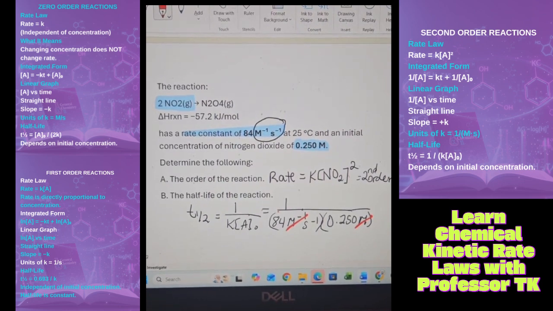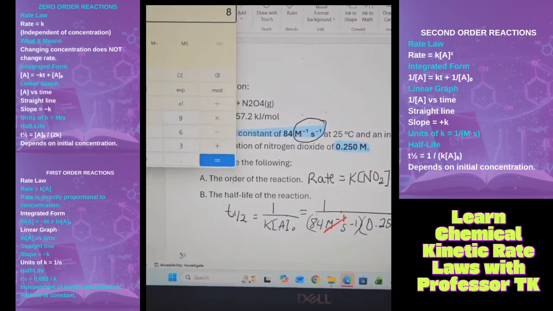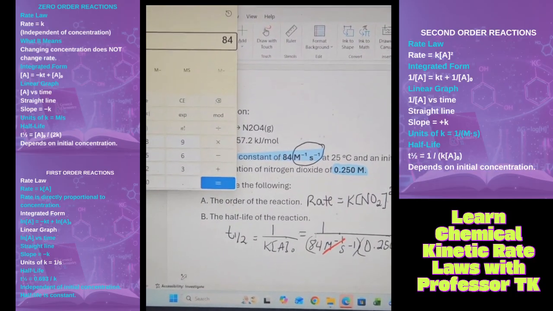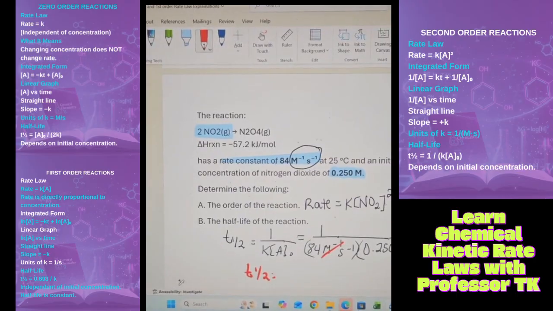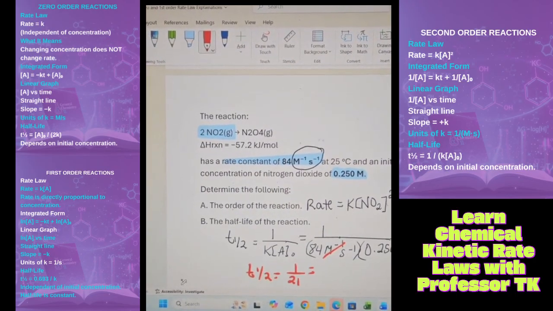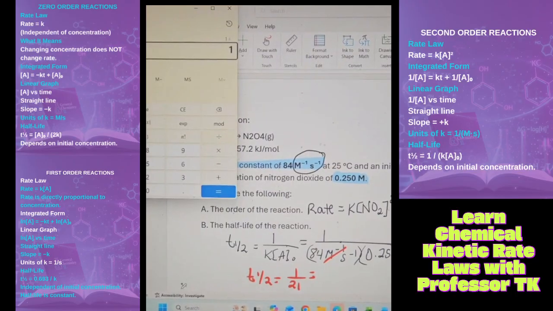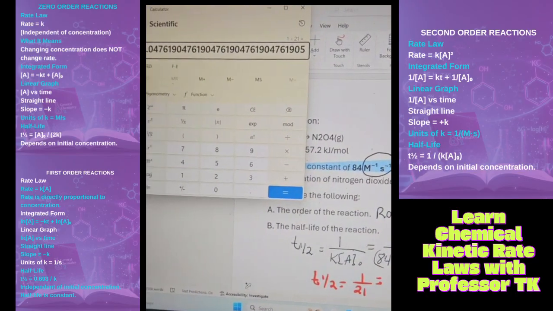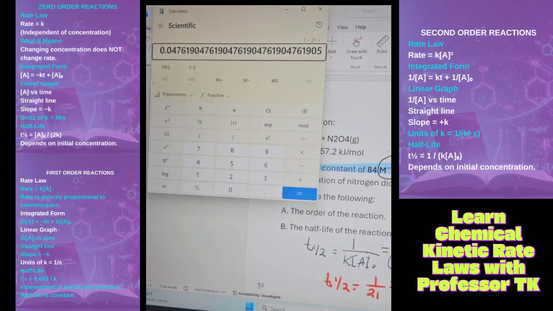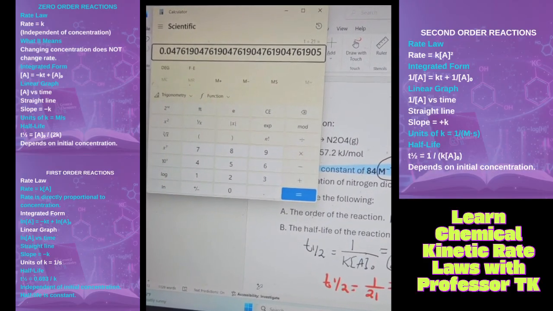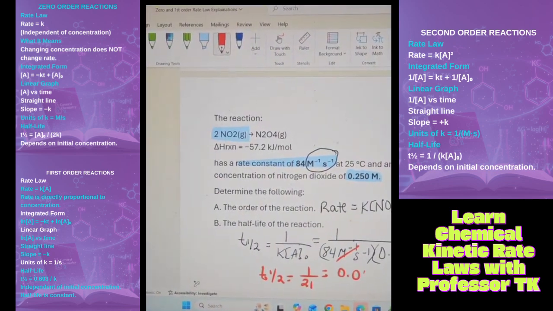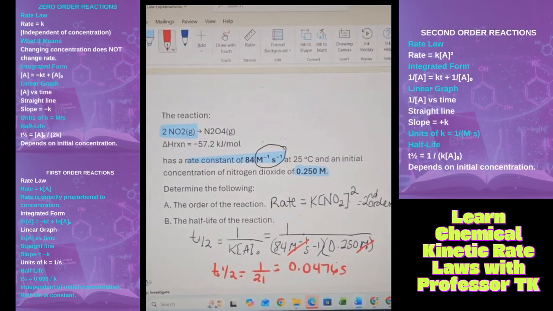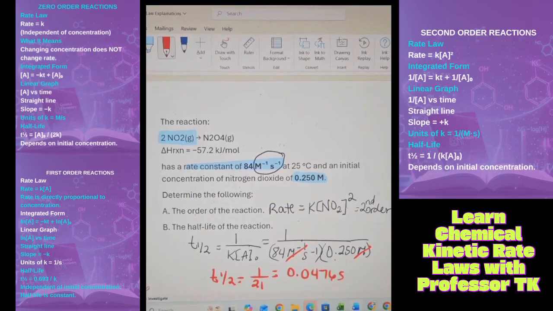Let me plug this into the calculator. We're going to say 84 times 0.250, and we get 21. So you've got 1 over 21. Your half-life is equal to 1 over 21. Let's divide that out. 1 divided by 21, and we get 0.0476, a long number, but we're just going to round it off to 0.0476 seconds. Okay, so that would be your answer right there.